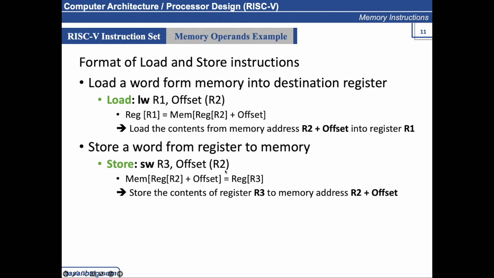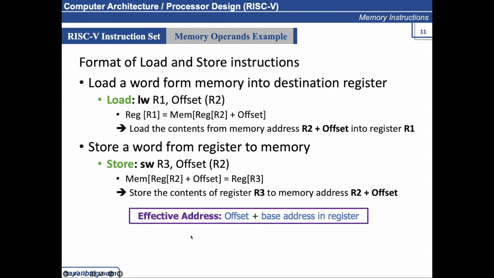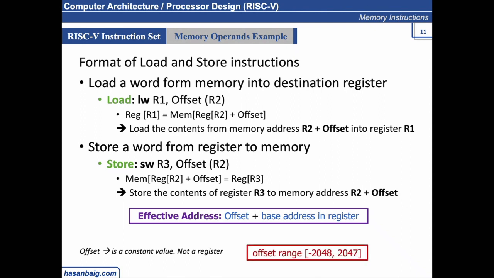And this offset plus the base address is generally referred to as the effective address. So whenever I use the term effective address, you can understand that I'm talking about the offset plus the base address. Offset is always a constant value. It can never be a register. Just like in immediate instructions like addi, where you specify a 12-bit immediate value, similarly, offset is a 12-bit immediate value. The offset range is minus 2048 to 2047. It's a signed 12-bit value.